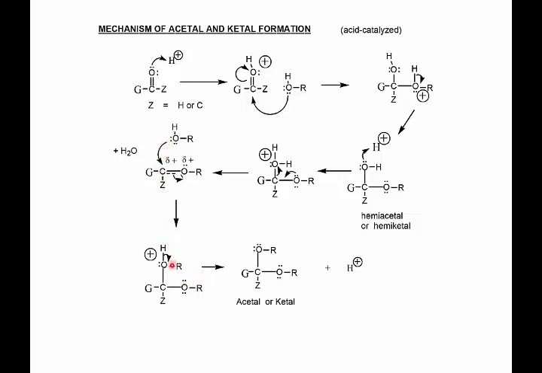Now we're almost there, at the completion point. All we have to do then is break off the hydrogen ion from this portion here. Ejection of the hydrogen ion occurs, and two things happen. We regenerate the acid catalyst, and we form the final product, which will be either acetal or ketal.